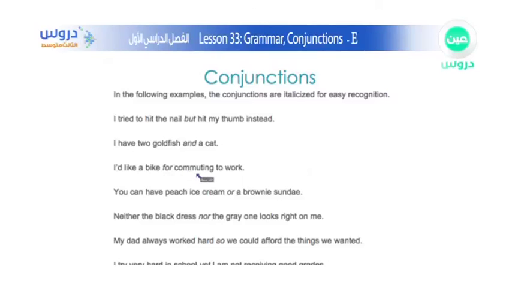I'd like a bike for commuting to work. What is the conjunction here, by the way? Do you know? Good job, Adham. For, Bashir, for. Good job. Okay. You can have peach ice cream or a brownie sundae. What about this one? Or? Good job.